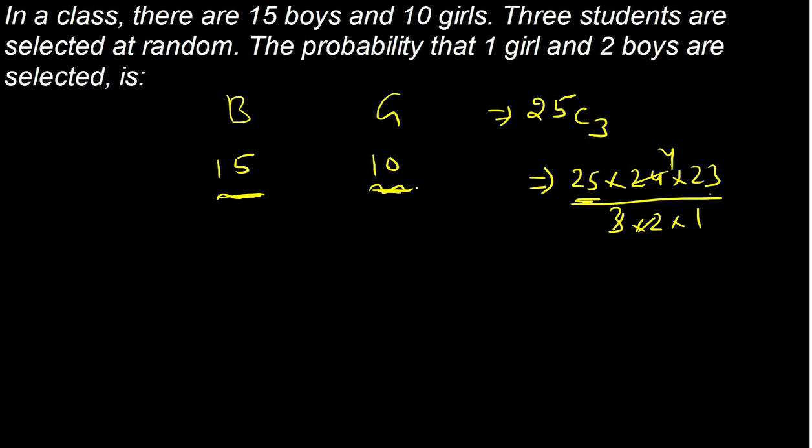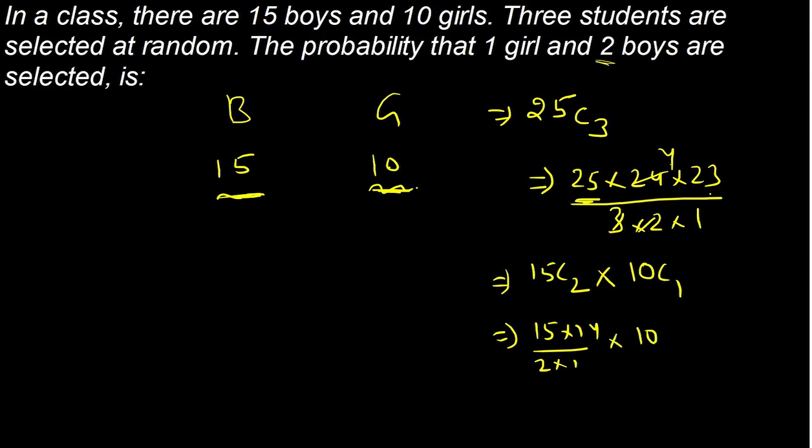15 बॉयज 10 गर्ल्स, उसमें से आपको एक गर्ल चाहिए और 2 बॉयज चाहिए. तो अगर आपको 15 में से 2 बॉयज पिक करने हैं, सो इट इज 15C2 एंड 10 में से 1 गर्ल को पिक करना है, सो दिस इज 10C1. 15C2 is 15 into 14 divided by 2 into 1 and 10C1 is simply 10. So this is 2 7s are 14. So 15 into 7 into 10. 10 में से अगर 1 को पिक करना है तो सिर्फ 10 ही होगा. 10 लोगों में से अगर आप एक पिक करोगे तो 10 होगा.